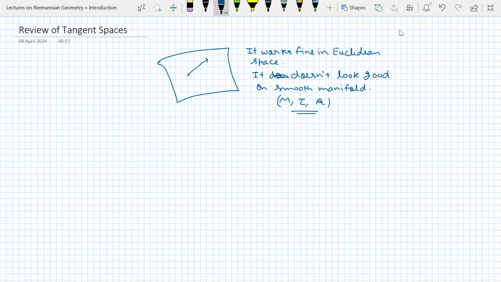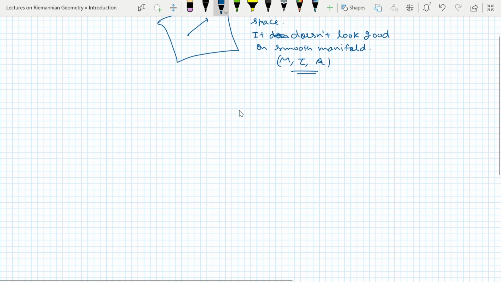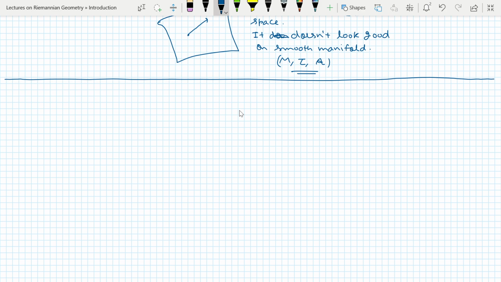Okay, so I hope you got the point. This is why we should get away from this kind of picture. This kind of picture works fine when you have a notion of length on the space. But in general, this is not good enough. So let's get into the abstract topic of tangent vectors and tangent spaces. Now for that, we require an object. What object is that? Let's see. So let's say we have our manifold M. So M is our manifold.